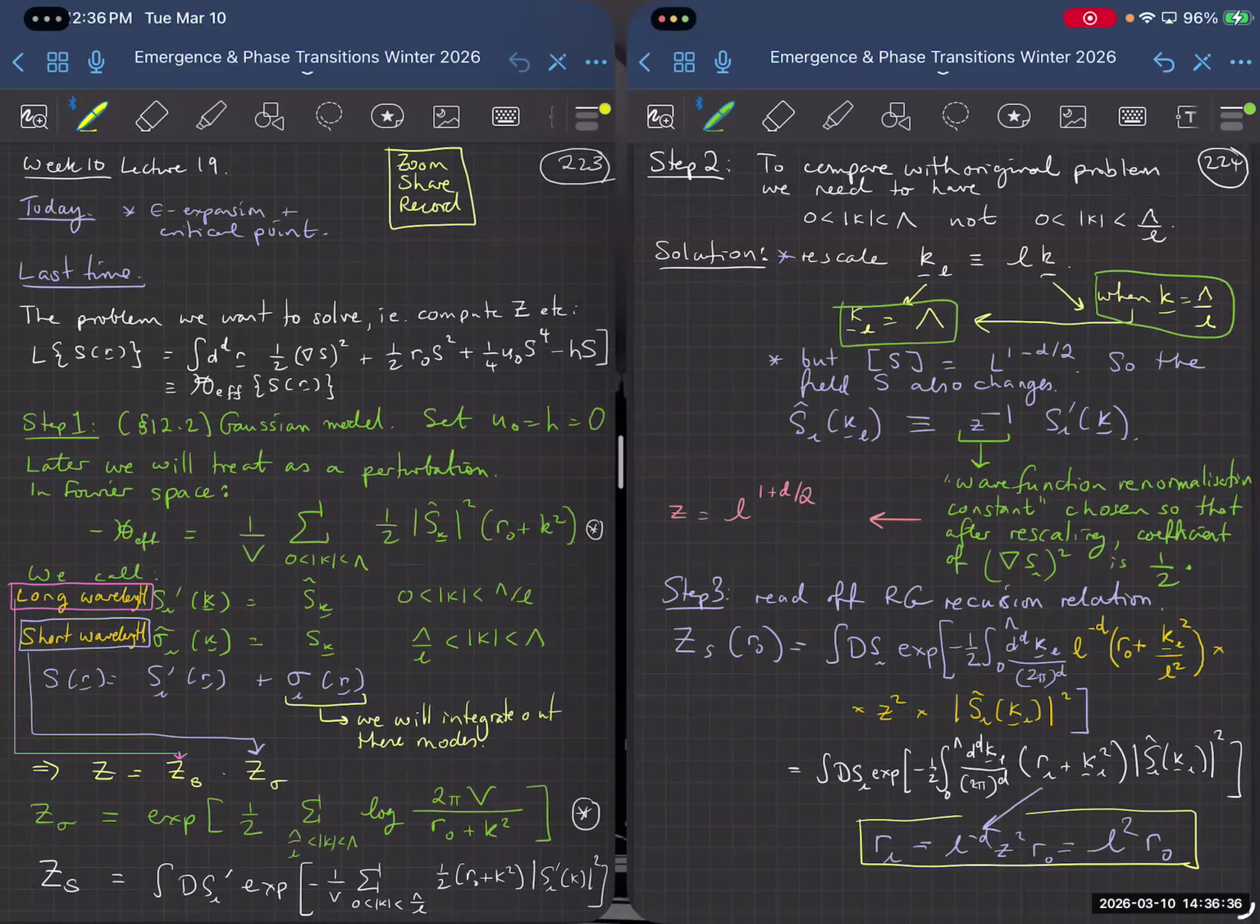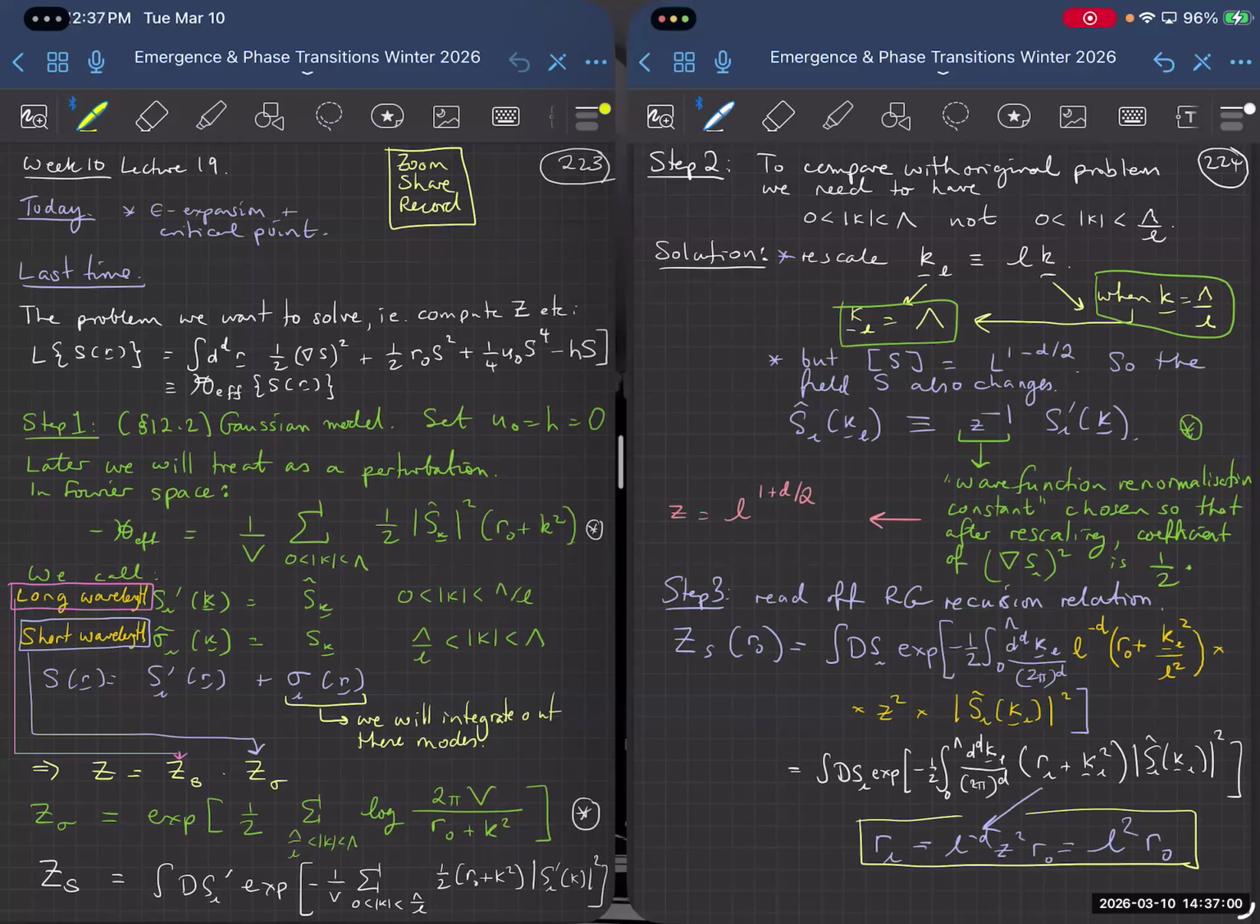And so how is it going to change? Well, we'll write it as changing like this. We take the original field, and now what we're going to do is say we get a new field, S sub L, which is related to the original field by what is called a wave function renormalization constant, which I've written down as little z, not to be confused with the partition function.